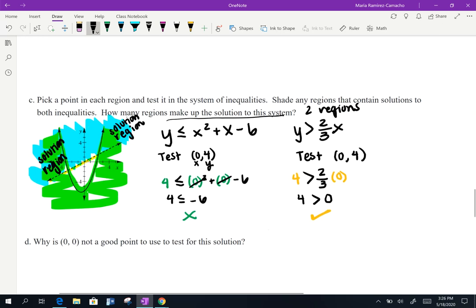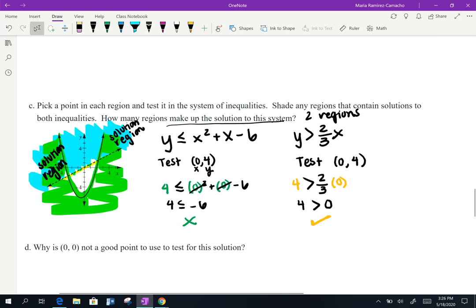Part D says, and you may have noticed that I didn't use 0, 0. Why is 0, 0 not a good point to use to test for this solution? Because 0, 0 falls on this boundary line, and that's why we don't want to use it. The boundary line in this case is dashed, which means that it's not part of the solution, which means why test 0, 0 if it's not going to work.